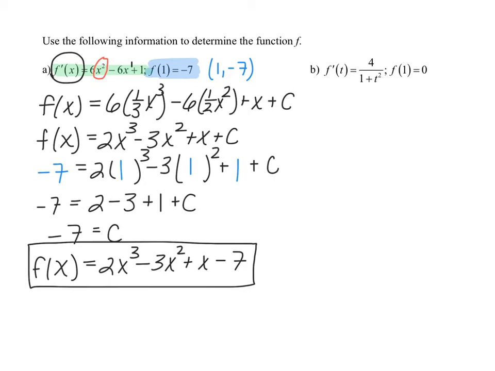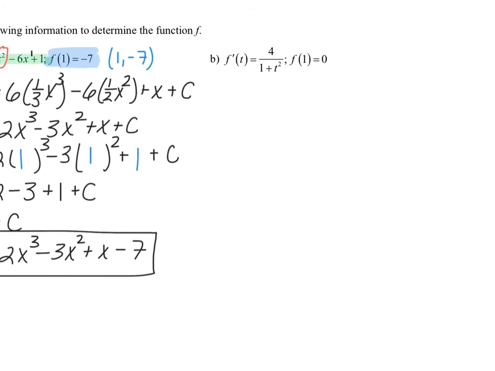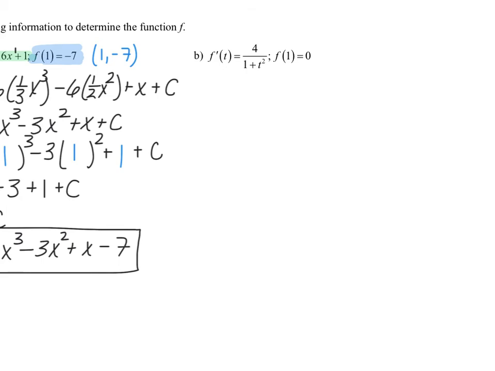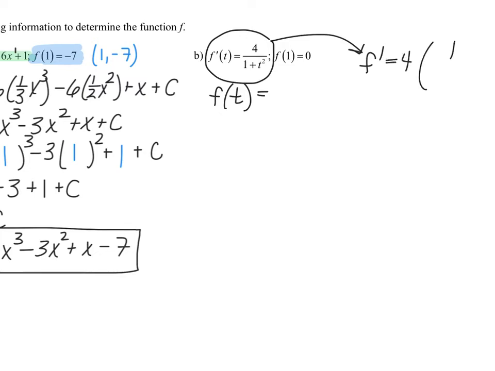Okay, let's move on to our second example here, where our derivative is 4 divided by 1 plus t squared. So this derivative is in terms of t this time. So again, we'll compute our antiderivative. So the antiderivative would be our function f of t. Now it may help you to first think of this derivative function that we're given, f prime. Think of this as 4 times 1 over 1 plus t squared.